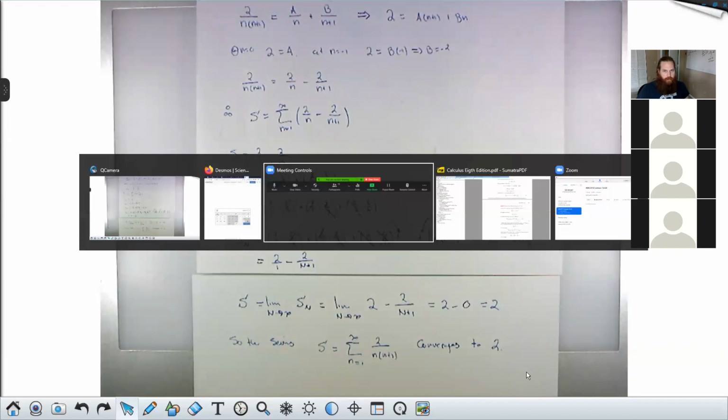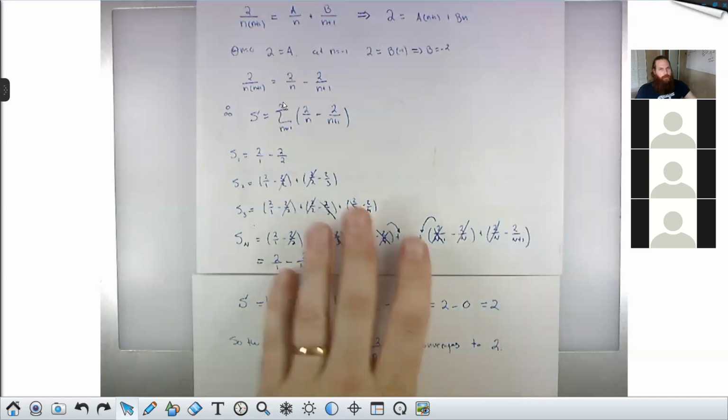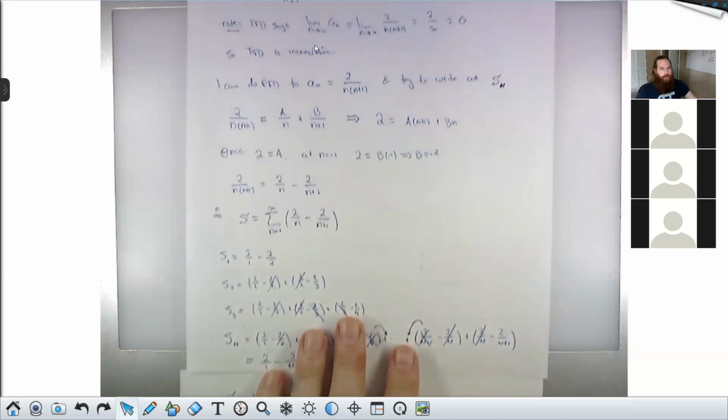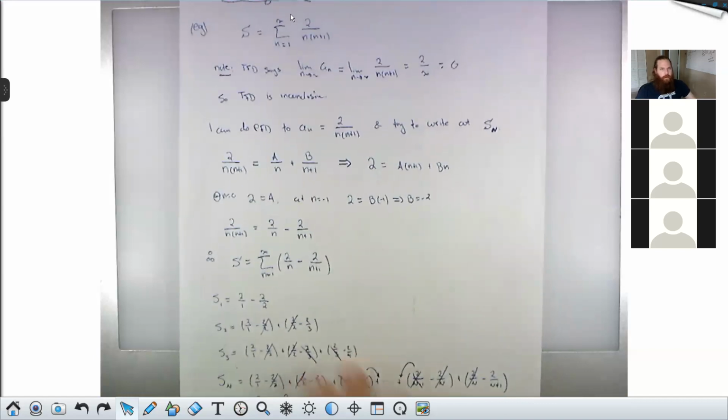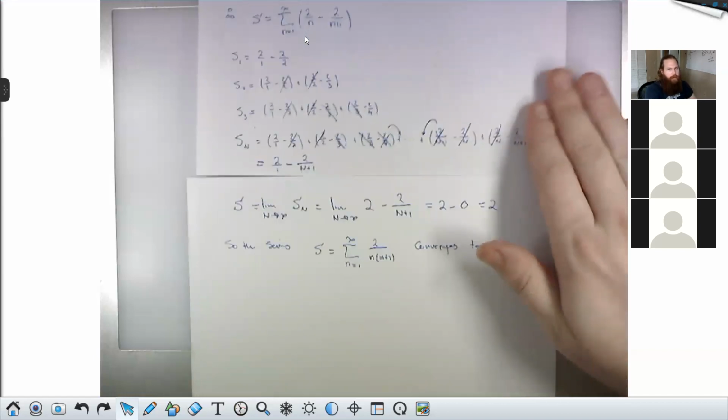Let's see, there was a question there in the chat. How do we know when to use this telescoping series? If your series is summing a rational sequence, that is, if your series kind of looks like this, especially if the factors of the denominator are close to each other, like the gap between n and n plus 1 is just 1, then you have good cause to guess that the series will telescope, and you should try something like this.